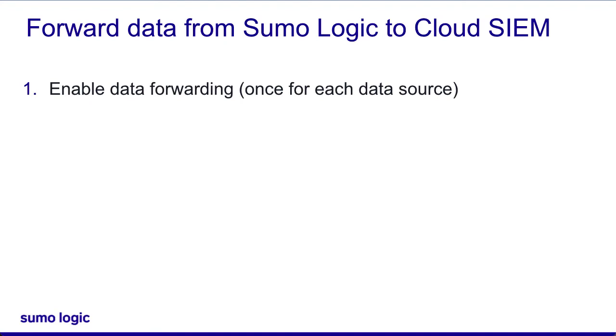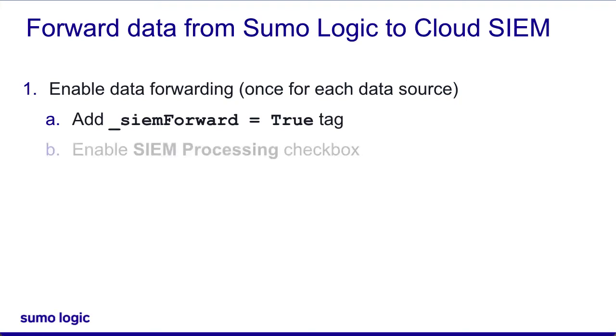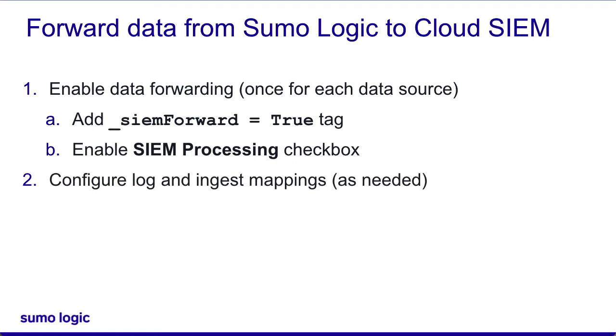You can do this by adding the __sim_forward=true field to hosted collectors. For cloud data sources, you can also toggle the SIEM processing checkbox. You can do this either when you set up the source or later. We'll demo both of these methods in this video. Finally, you'll configure the log and ingest mappings if it's necessary for your data source.